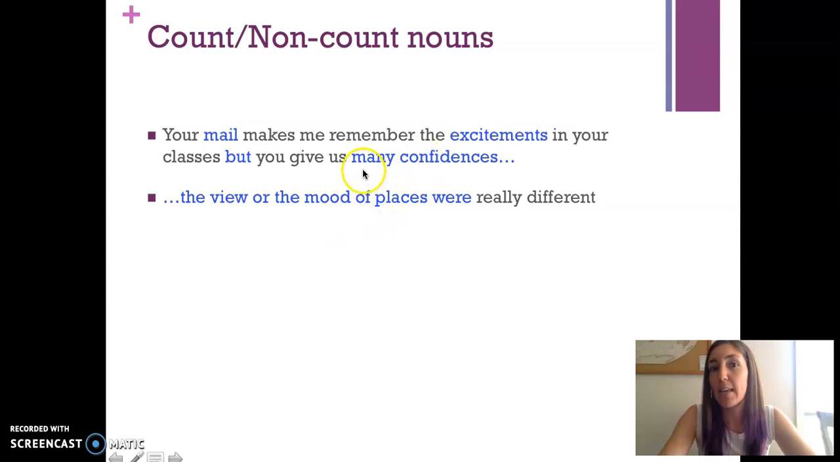And then that also means we can't use many, because many means more than one. We can only use it for plural. So we can use a lot of confidence instead of many confidences. And then the last part, the view or mood of places were really different. So both view and mood here are singular. And since you're using or, like one or the other, we can't use were, which is plural.